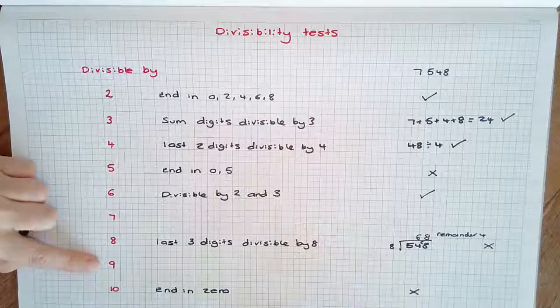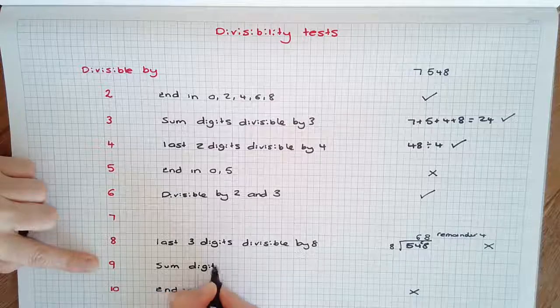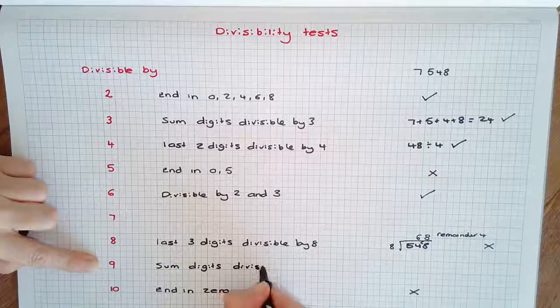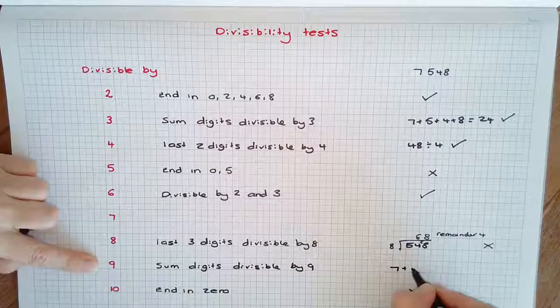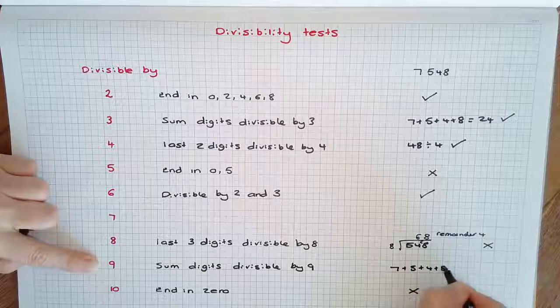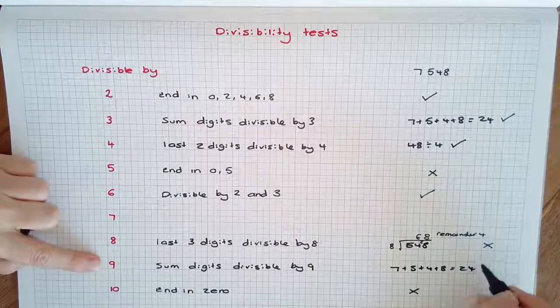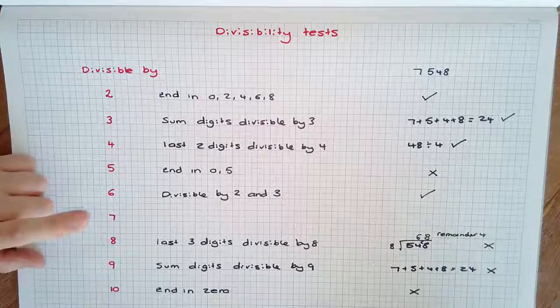Divisibility tests for 9. The sum of the digits, like our test for 3, now must be divisible by 9. So we added up the digits before. 7 plus 5 plus 4 plus 8 equals 24. 24 isn't divisible by 9, so the number isn't divisible by 9. Now that leaves 7.